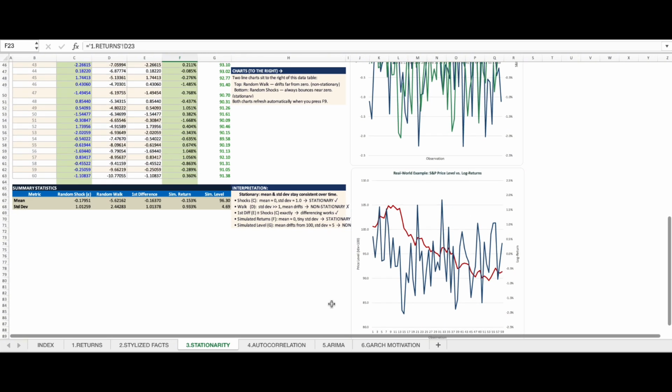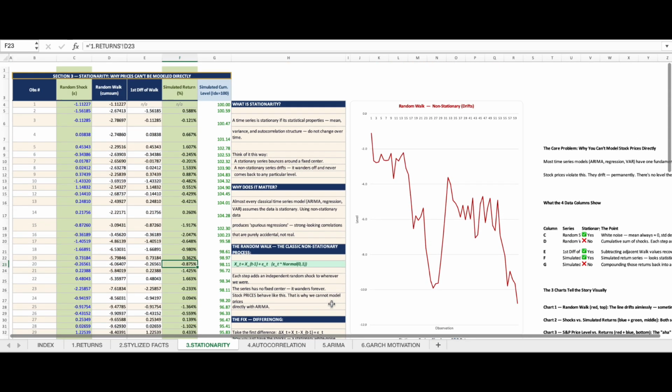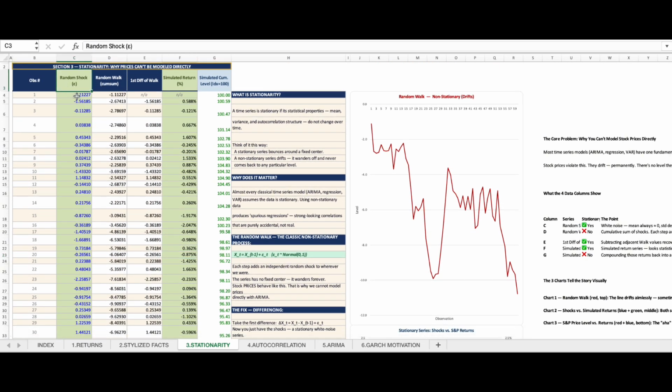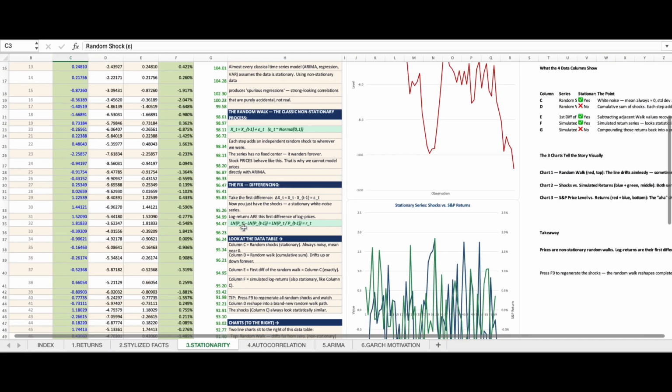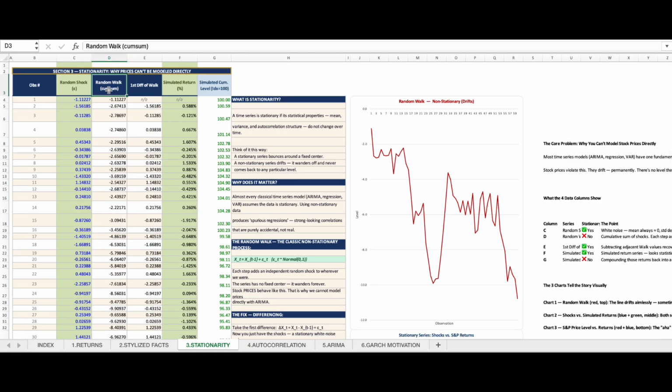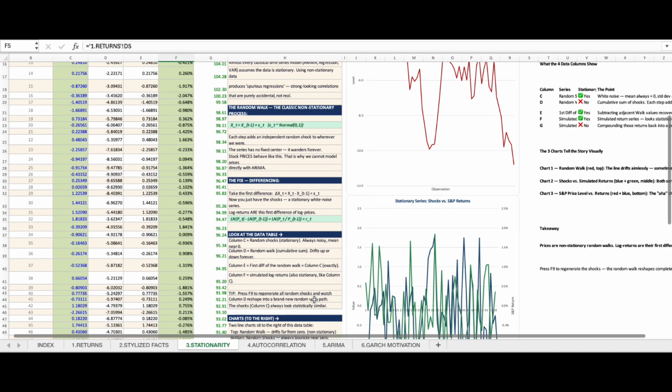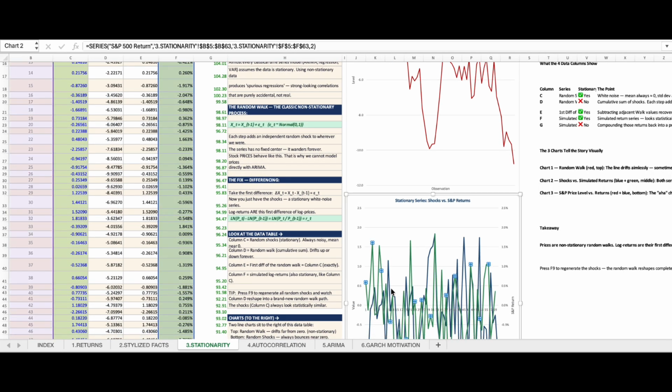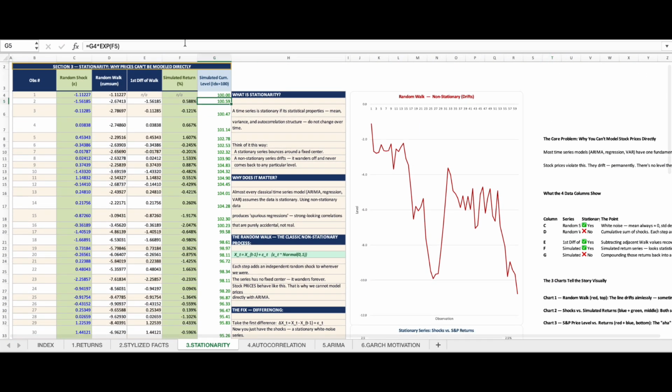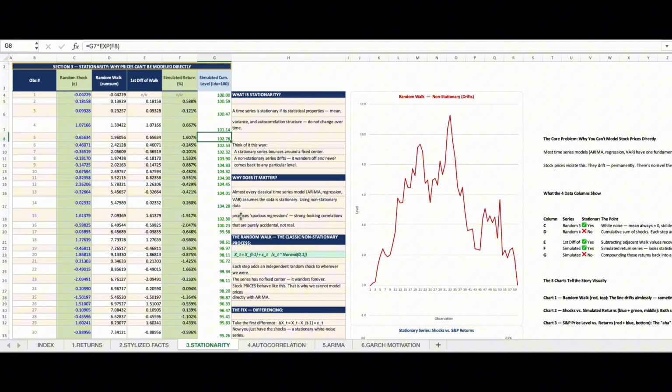Now, this table gives you 4 series to compare. Column C is random shocks, stationary white noise. Column D is the random walk, which is non-stationary, it drifts everywhere. Column E is the first difference of the walk, which recovers stationarity exactly. And column F is our simulated return series, which is again stationary. It looks identical to the random shocks. And column G shows what happens if you compound those returns back into a price level. It drifts just like the random walk.